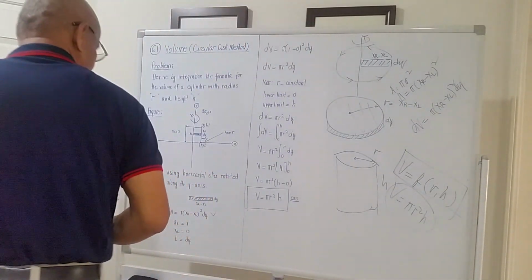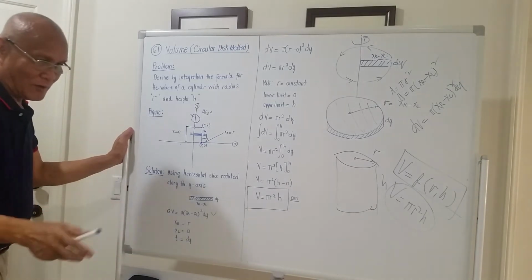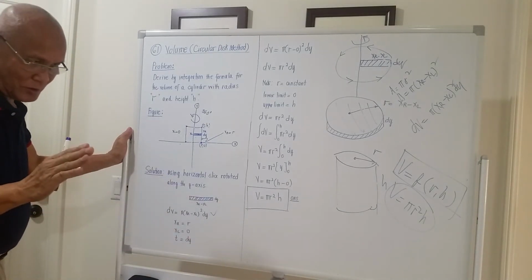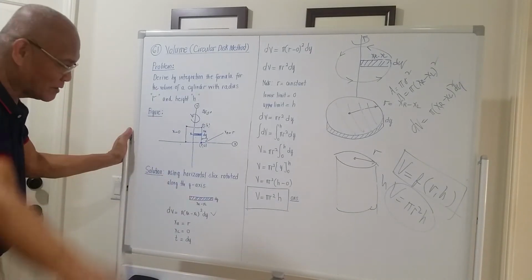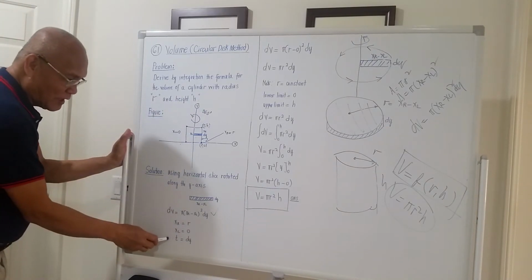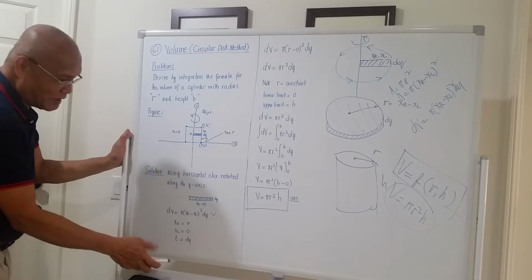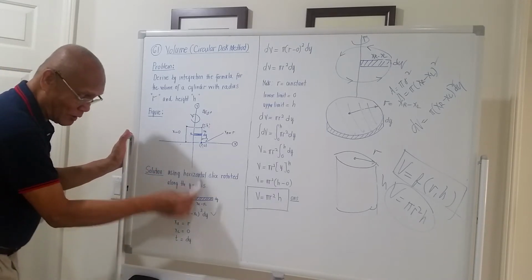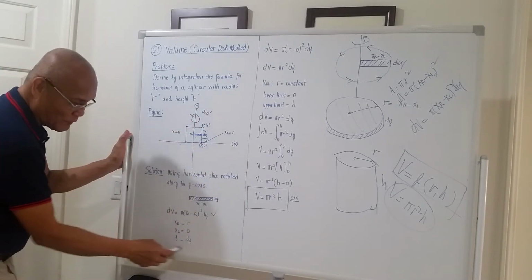Okay? This is now where you will bring out your intelligence, guys, for finding the equation of XR and XL. And also the thickness. The thickness obviously is dy. It is along the y-axis, right? So there's no problem with this.